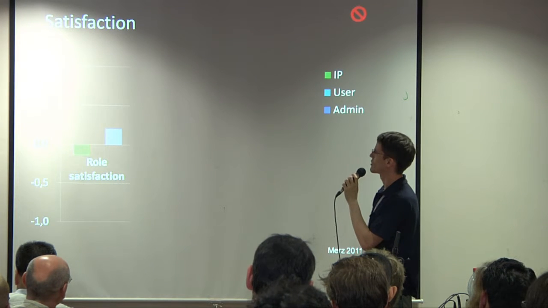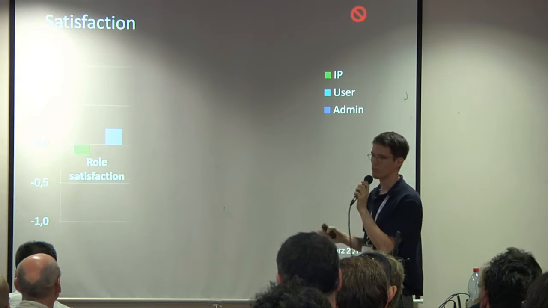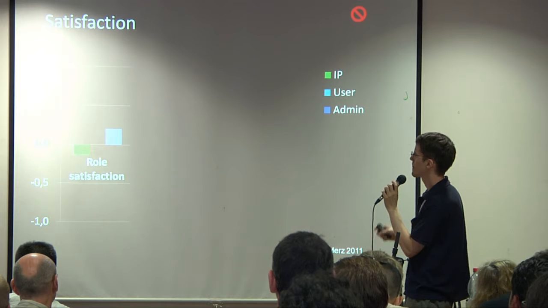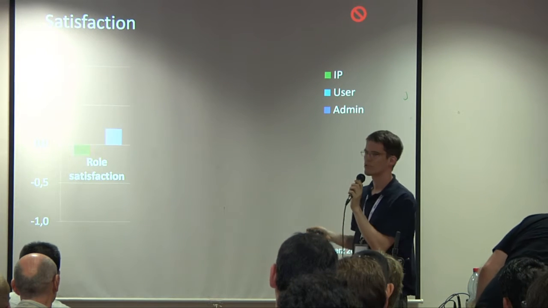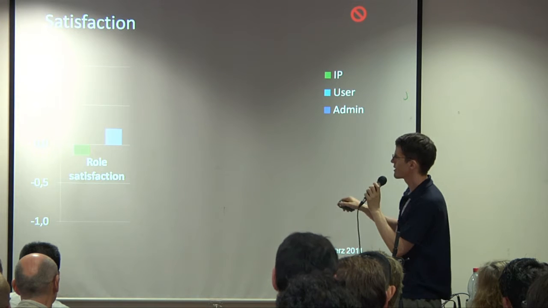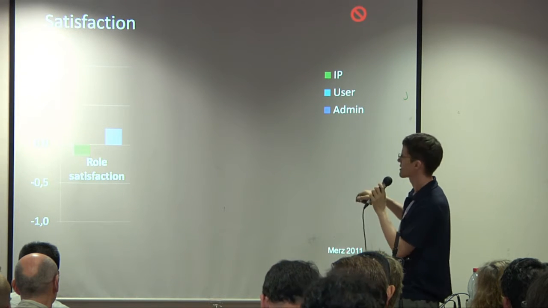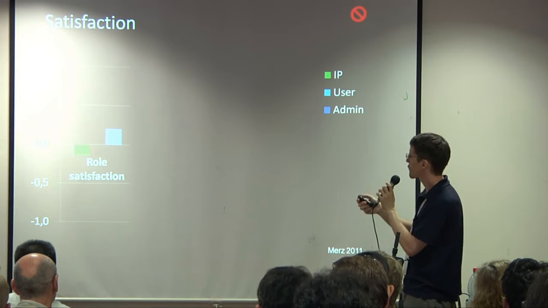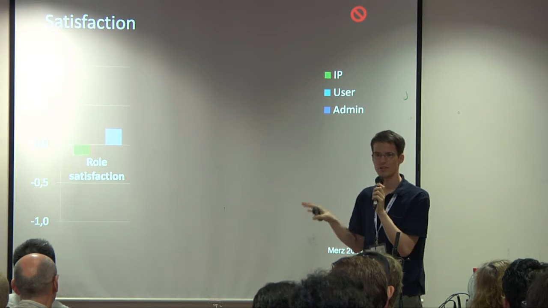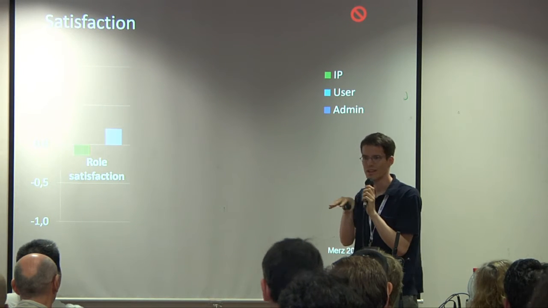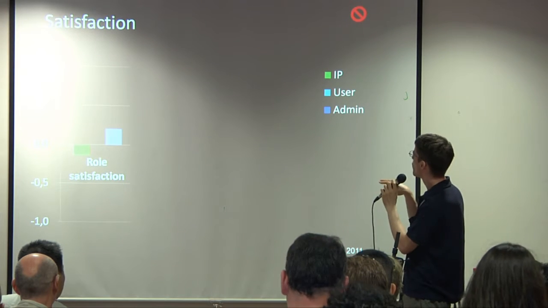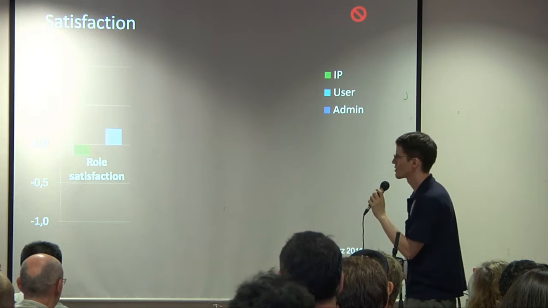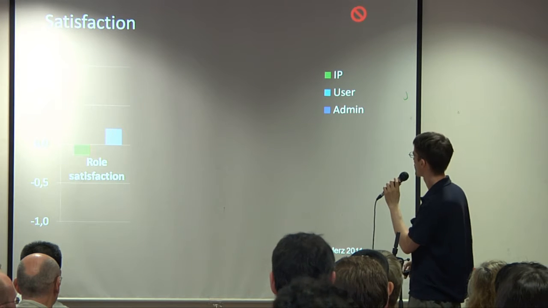So how does that reflect on satisfaction? This is just the general satisfaction in sum. You see, although the groups differ a bit, they don't differ that much. That means that the differences within the groups, let's say within IP users and within admins, are much larger than the difference between those groups. So it will be very interesting to have a more detailed look at those groups and see what type of IP users are really unsatisfied and which IP users are more satisfied. Same goes with users and admins.